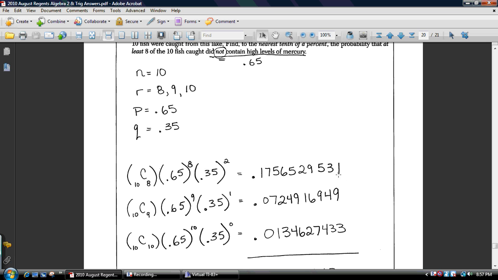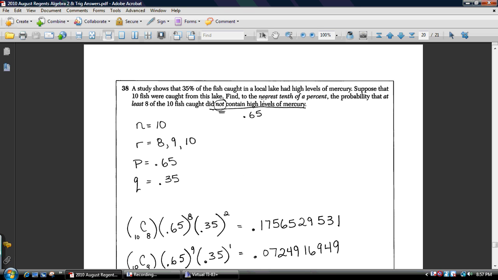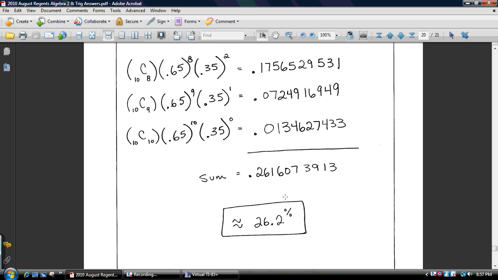Punch these into your calculator, you write down their numbers, and then you have to add these three probabilities because we want the probability of 8, the probability of 9, and the probability of 10 fish being caught. And the sum is this long number. It wants the nearest tenth of a percent, so that's 26.2, because this 6 rounds that up to a 2. That's 26.2, the nearest tenth of a percent.